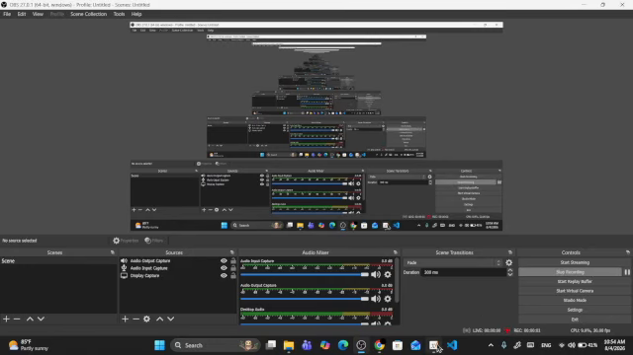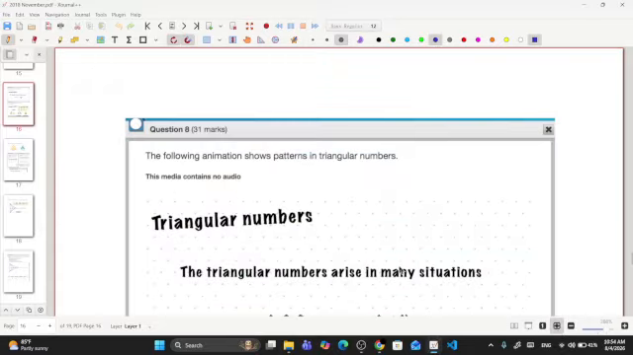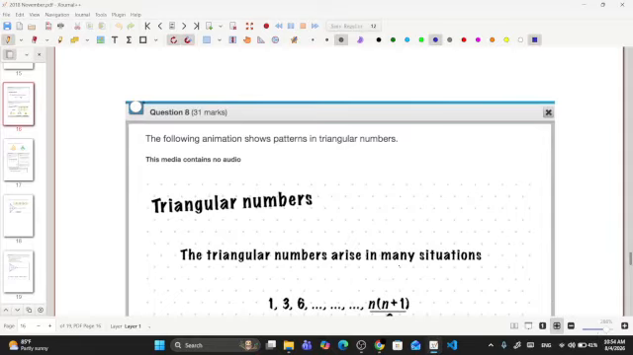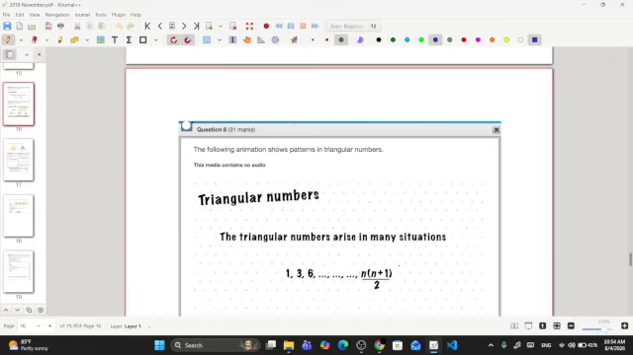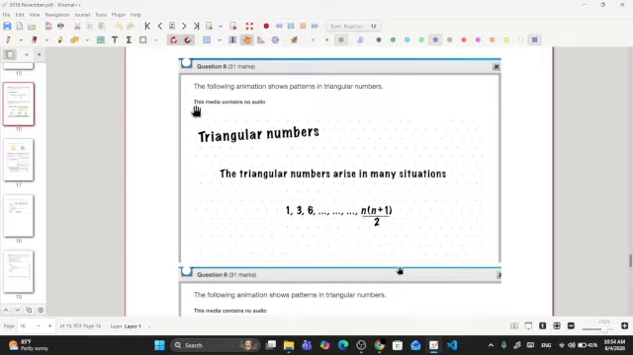We see examples of triangular numbers. So what does it essentially say? The following animation shows patterns in triangular numbers. So there is 1, 3, 6, and n times (n plus 1) over 2. That's basically the equation of the nth term that we have. Nth term equation.